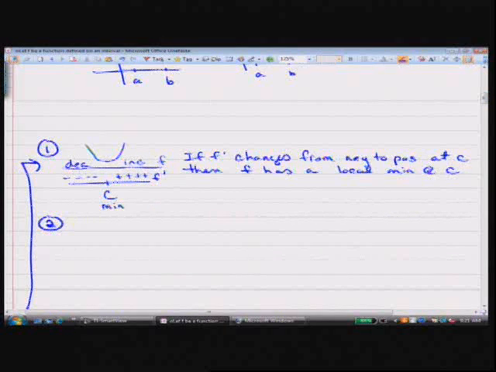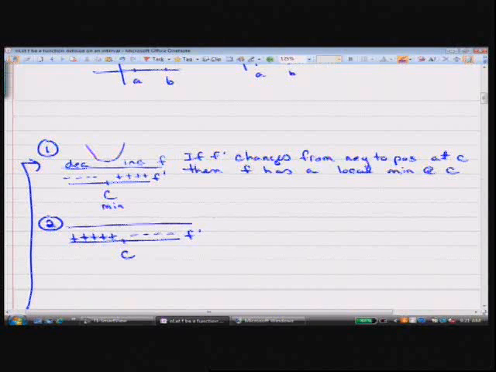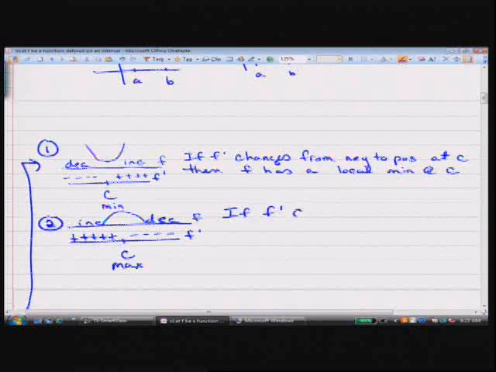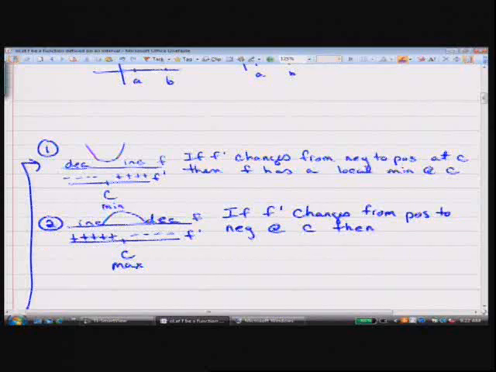Now the second thing is if we still have a critical point at C, but now our derivative has positive y values and then negative y values, which means our original function f is increasing and then decreasing. So if we're increasing and then decreasing, what do we have at C? We have a max. So if f prime changes from positive to negative at C, then the original function f has a local max at C.